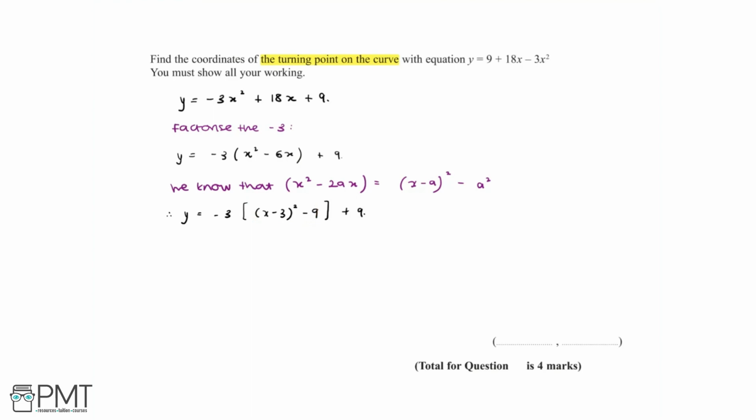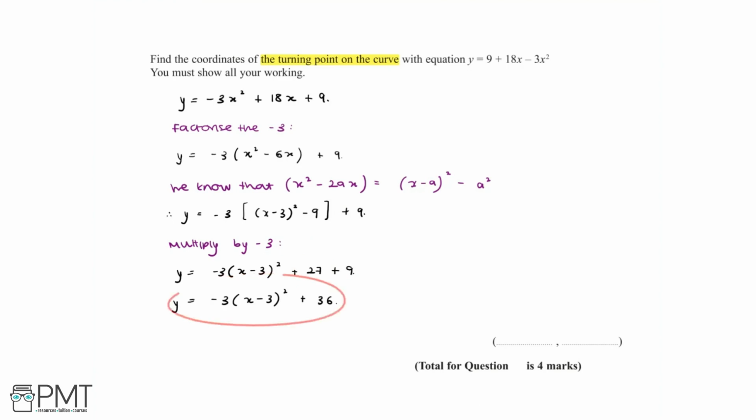Now the next step would be to multiply by minus 3. And so to expand this, we'll do minus 3 multiplied by x minus 3 all squared, and then we'll do minus 3 multiplied by minus 9. Minus 3 multiplied by x minus 3 all squared can just be written as minus 3 multiplied by x minus 3 all squared. And now minus 3 multiplied by minus 9 would be equal to positive 27. And then we have the plus 9 at the end. We can simplify this further because 27 plus 9 is equal to 36. And so y is equal to minus 3 multiplied by x minus 3 all squared plus 36.